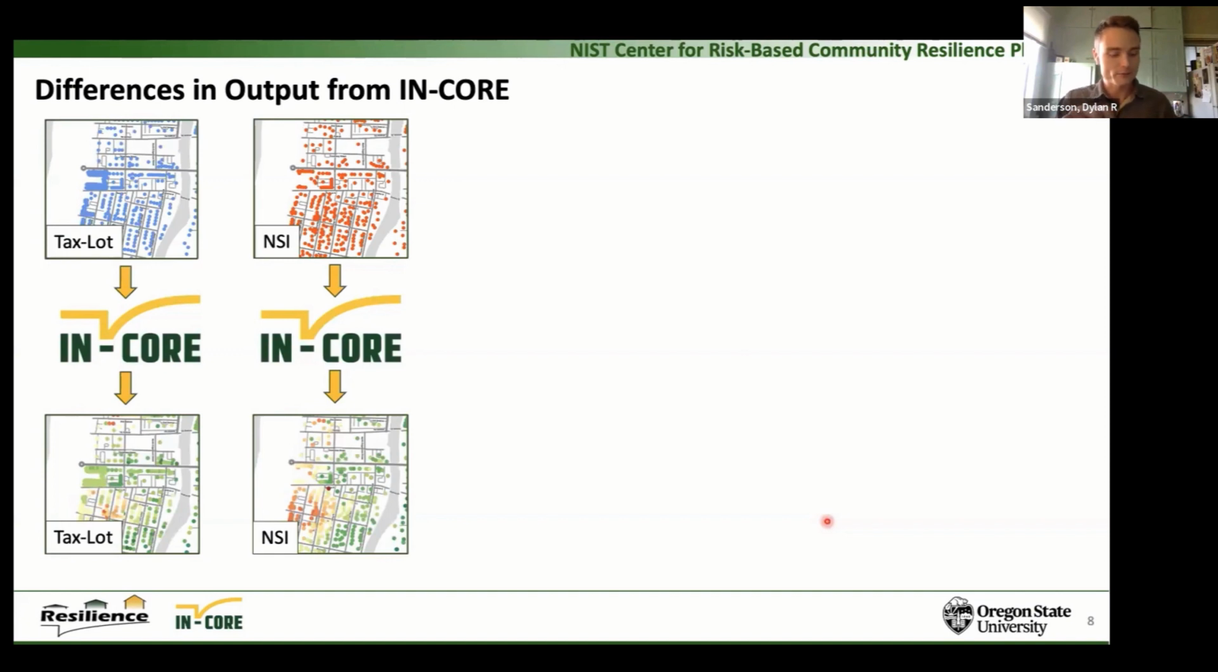So that's all on the input side, but then also really interested in thinking about what if we take our tax lot data, run it through NCore, and then take our NSI data, also run that through NCore. How do the damages look on the output side of things?